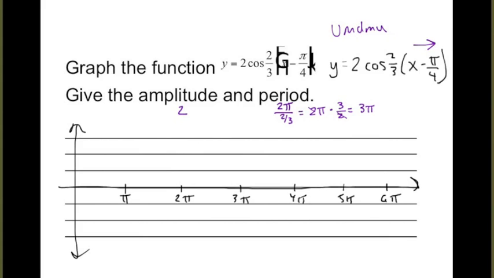Need to go out to 6 pi so that I have enough. Now to do our shifting, we're supposed to move this thing to the right a pi fourths. So we need to know where pi fourths is. Pi fourths is the same thing as 1/4 of pi. So I need to take that pi and divide it into 4 pieces, and we are going to shift over one of those pieces.